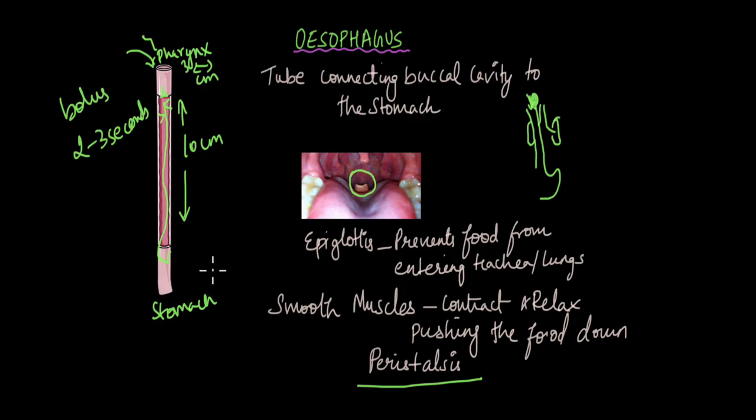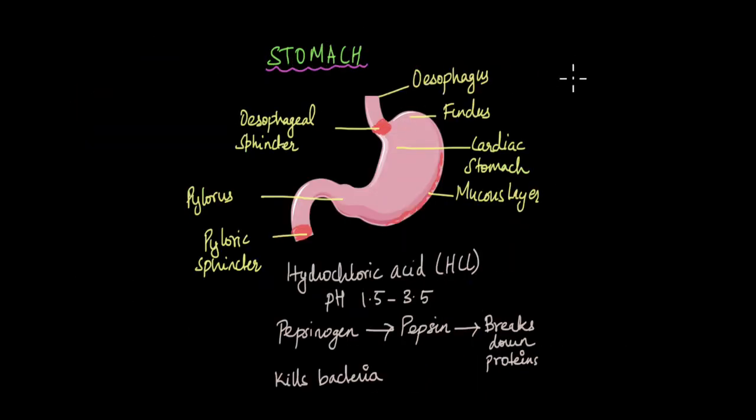So what happens to the food in the stomach? Next we'll take a look at that. The stomach is a J-shaped organ situated at the base of the esophagus. At the base of the esophagus is a muscle known as the esophageal sphincter, which controls the amount of food entering the stomach. This rounded portion of the stomach close to the esophagus is known as the fundus. This broad part of the stomach is known as the cardiac stomach. And this bent, rounded portion here is the pylorus or the pyloric stomach.